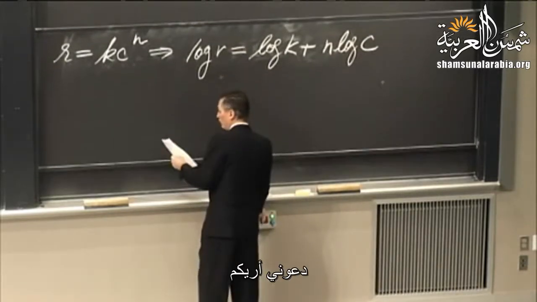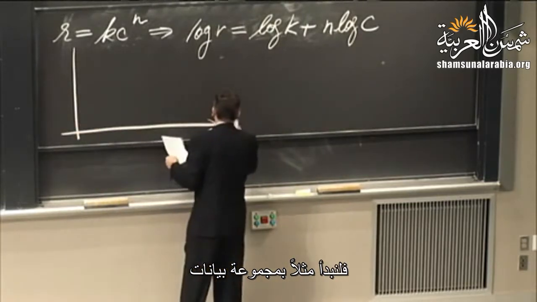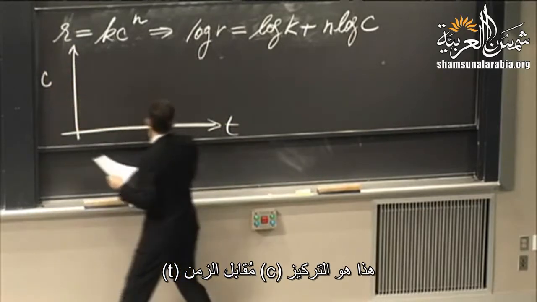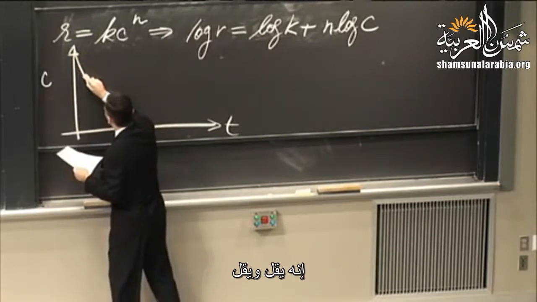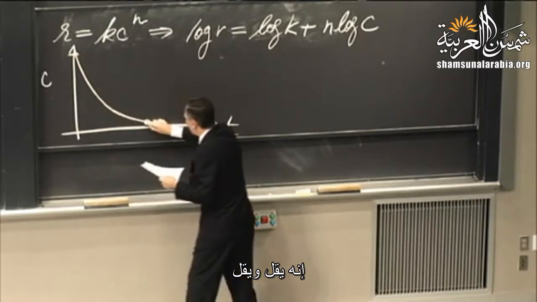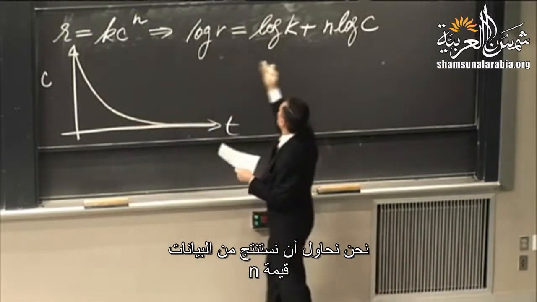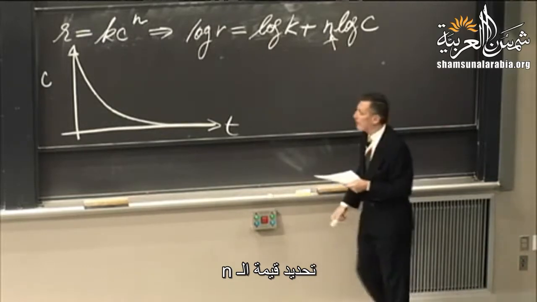What happens? Well, let me show you. So let's say we've got our data. We start off with this data set like so. This is concentration versus time, and we end up with this. You know, it comes down, down, down, attenuates. Remember, what are we trying to do here? We're trying to take this data set and figure out what is the value of n. We're trying to determine n.